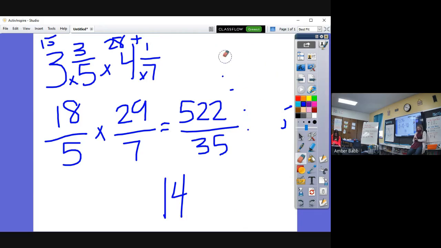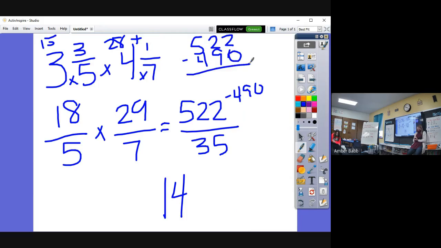522 minus 490 is 32. So 14 and 32 35ths.